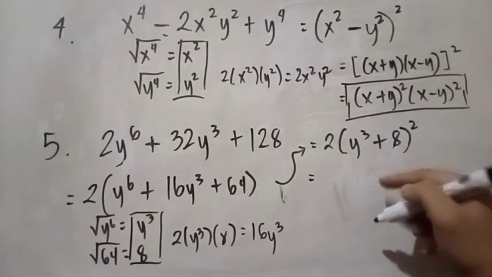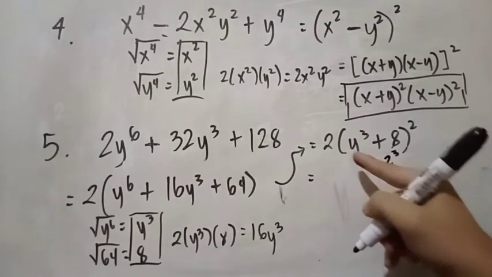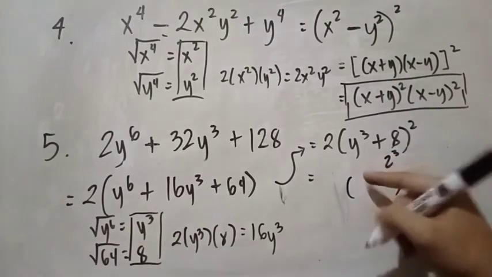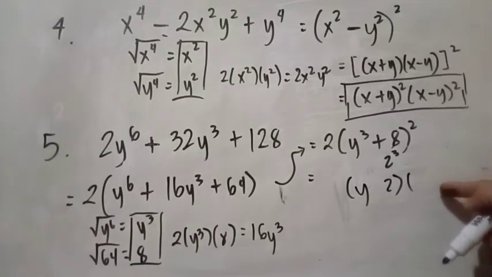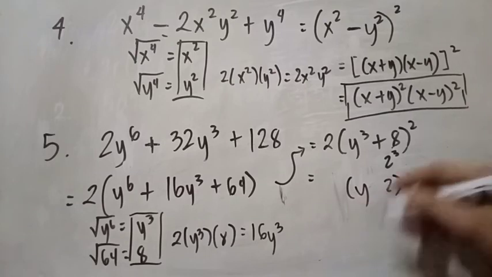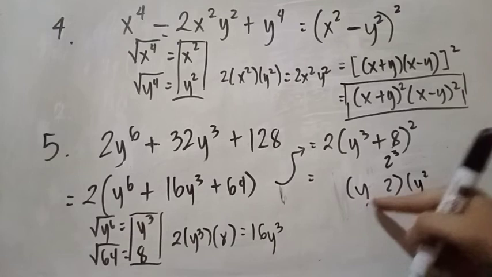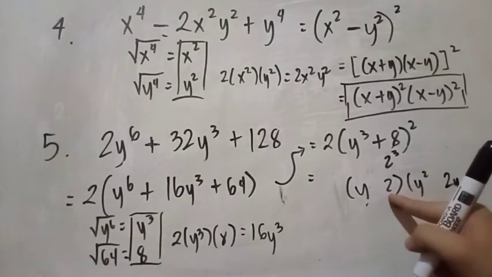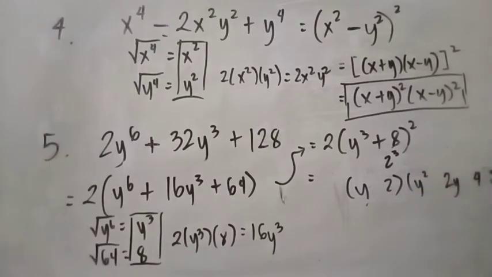So, yung 8, pwede natin gawing 2 cubed. So, yung dalawang terms na kailangan natin ay y at saka 2. So, sa binomial factors, y and 2. Tapos, sa trinomial factors, we have square of this one, yan yung first term natin. Tapos, pangalawa, yung product nila, y times 2, that is 2y. And then, sa last term naman is the square of the last term. So, 2 squared is 4.